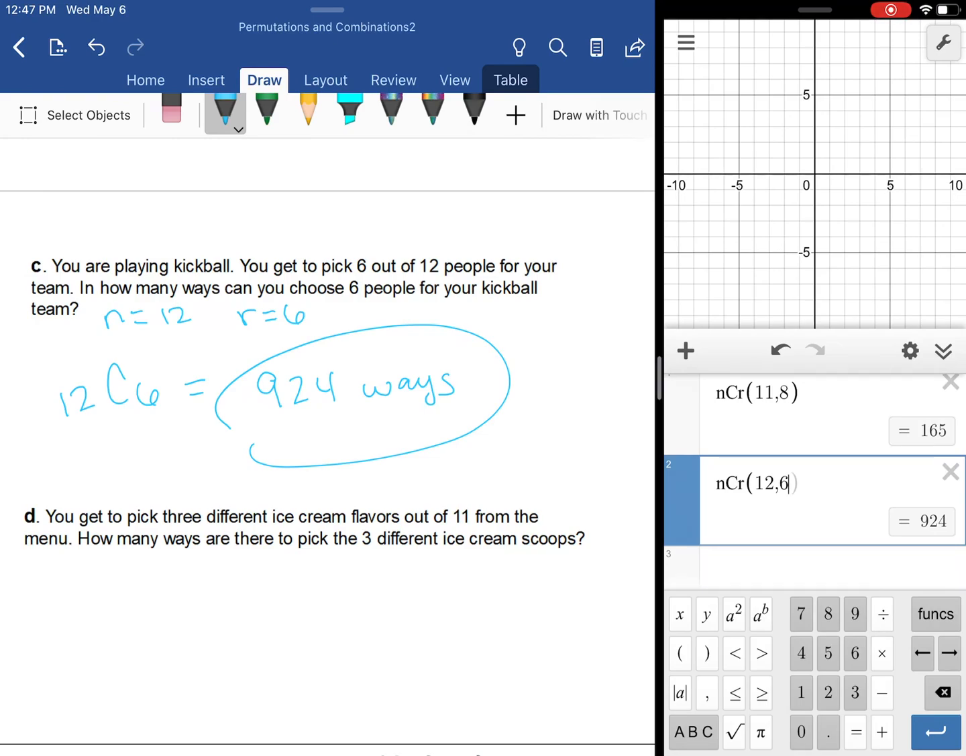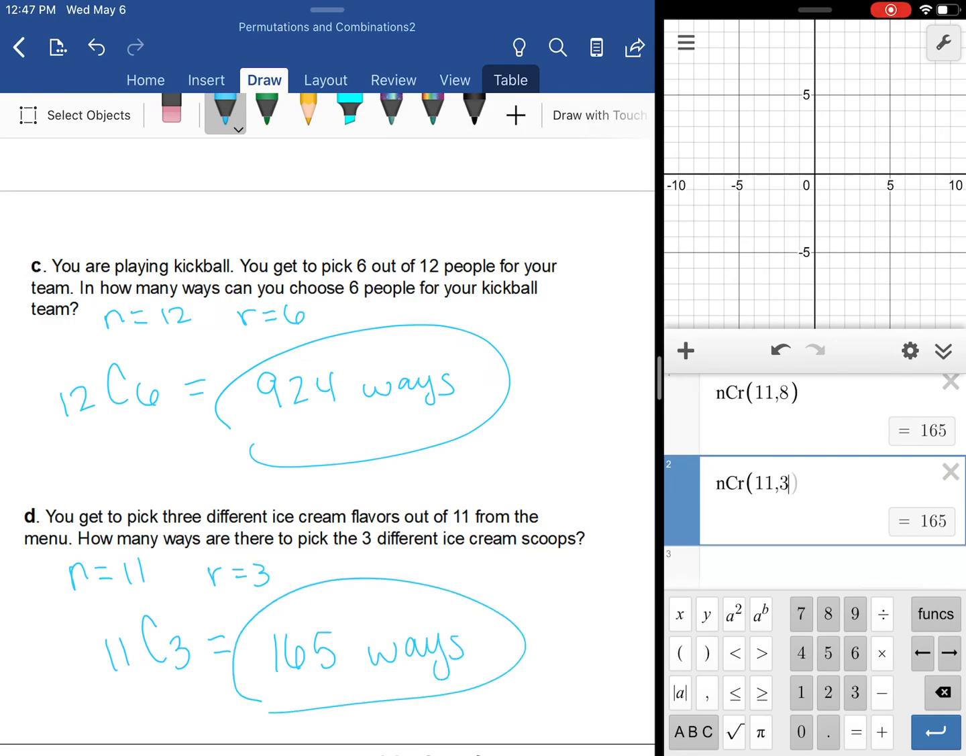Letter D, you get to pick 3 different ice cream flavors out of 11 from the menu. How many ways are there to pick 3 different ice cream scoops? So we have a total of 11 different flavors, and we get to pick 3. So 11 combinations of 3. Here we go, 11, 3 tells us that there are 165 different ways just to order our ice cream.